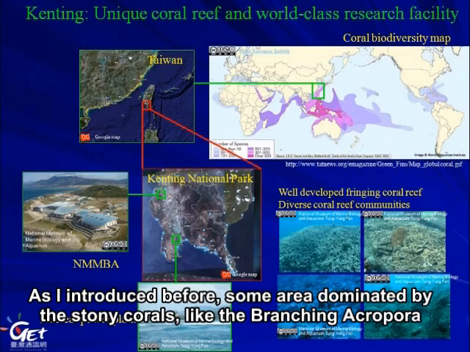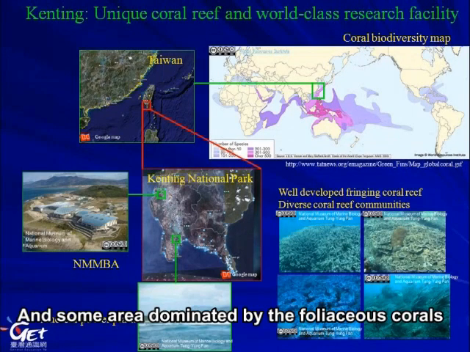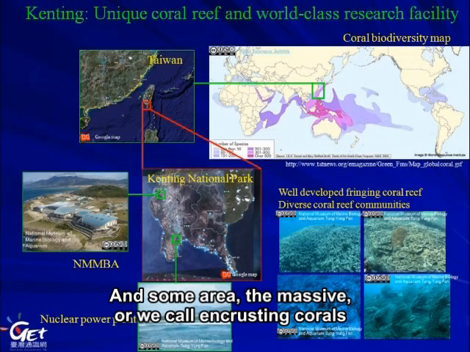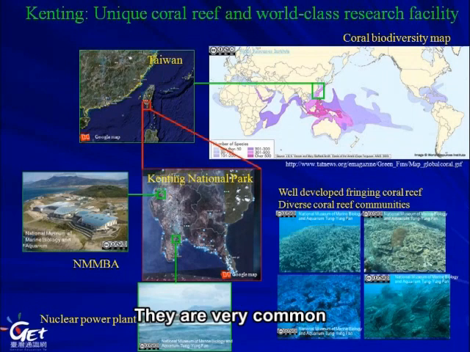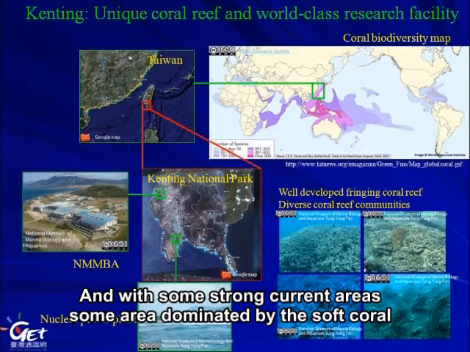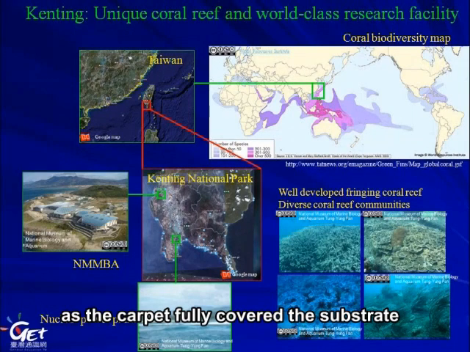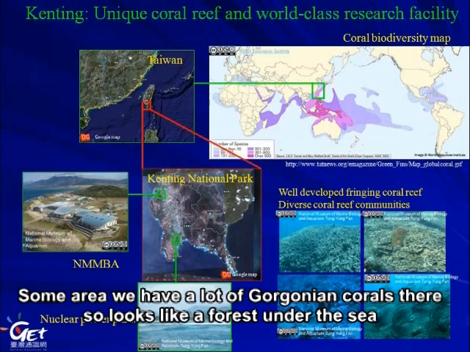In southern Taiwan, we have well-developed fringing coral reef along the seashore, and a very diverse coral reef community exists here. As I introduced before, some areas are dominated by stony corals like branching Acropora, some by foliaceous corals, and some by massive or encrusting corals. They are very common. In some strong current areas, soft coral fully covers the substrate like a carpet, and in some areas we have a lot of Gorgonian corals there. It looks like a forest under the sea.